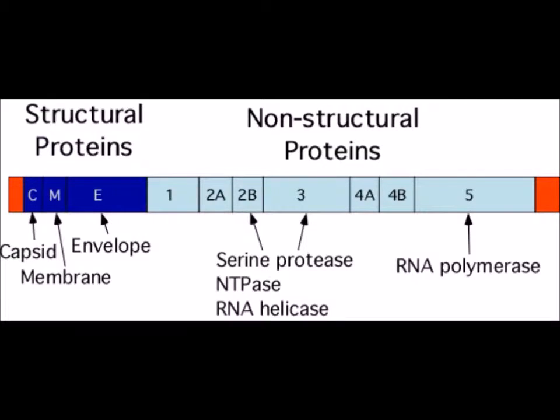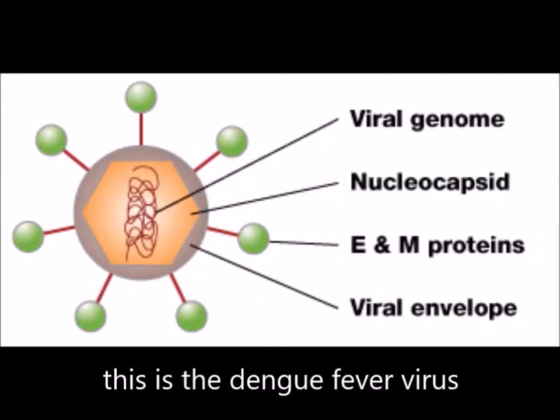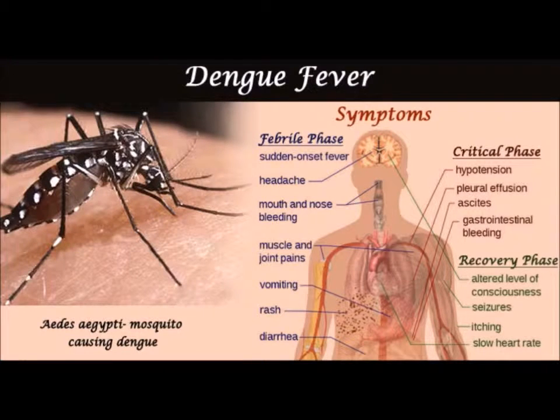This is the structure of the West Nile virus, going from the most outer layer to the most inner layer. The West Nile virus and the dengue fever virus are very similar in that they are both enveloped RNA viruses and have very similar structure. They both also belong to the genus Flavivirus and the family Flaviridae.